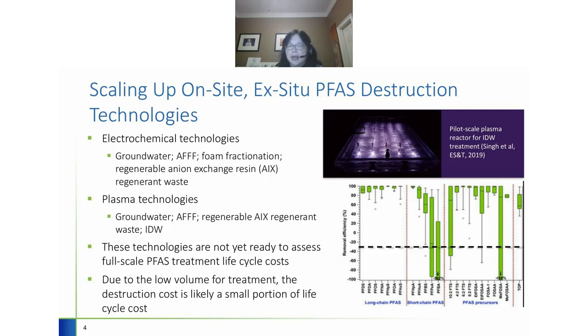But we do expect, like we saw in the previous slide, that you are going to generate such a small volume of the concentrate. So we believe that even though it's a high-energy technology, it ends up treating such a small volume of waste stream that the cost impact is not going to be significant. Next slide, please. Thank you.